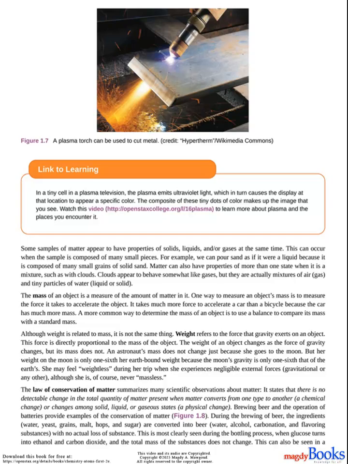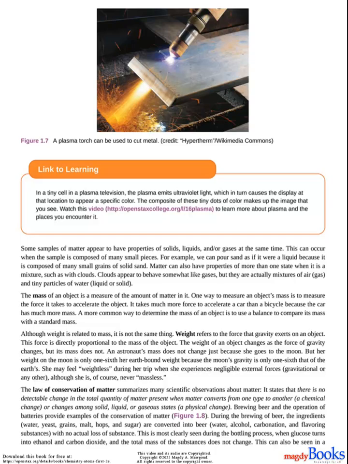Link to learning. In a tiny cell in a plasma television, the plasma emits ultraviolet light, which in turn causes the display at that location to appear a specific color. The composite of these tiny dots of color makes up the image that you see. Watch this video at openstackscollege.org/l/16plasma to learn more about plasma and the places you encounter it.